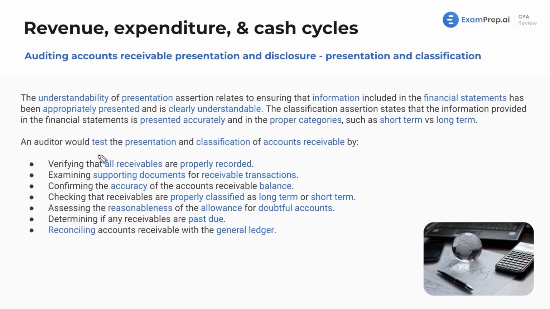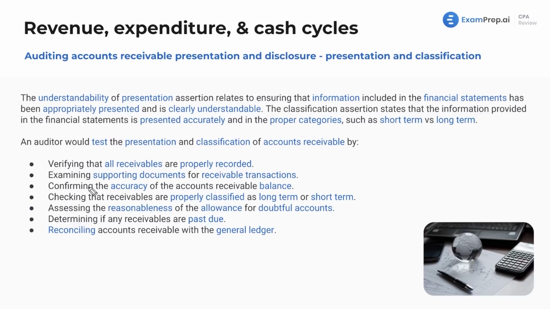Well, how would we test the presentation and classification of AR? We want to make sure that all receivables are properly recorded. Now we can classify AR by their collectability. As we mentioned, we've got bad debt expense and allowance for doubtful accounts. We've got 30-day AR. We've got accounts receivable that may be coming in 120 days. Also, if we have entered into a long-term, maybe multi-year, contract, that could affect classification of receivables based on the year.